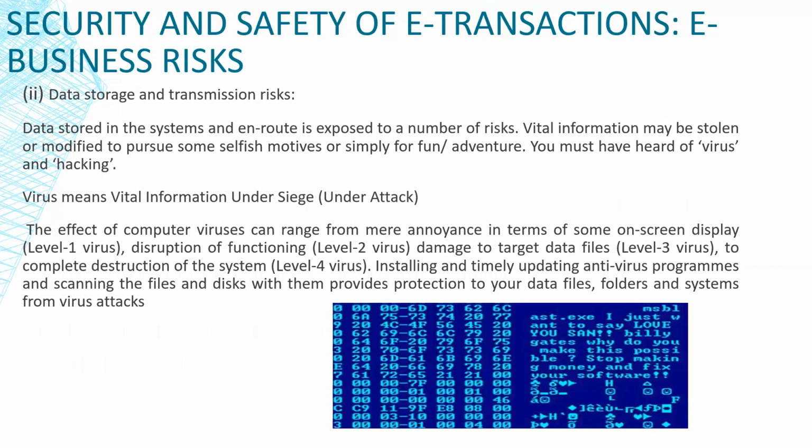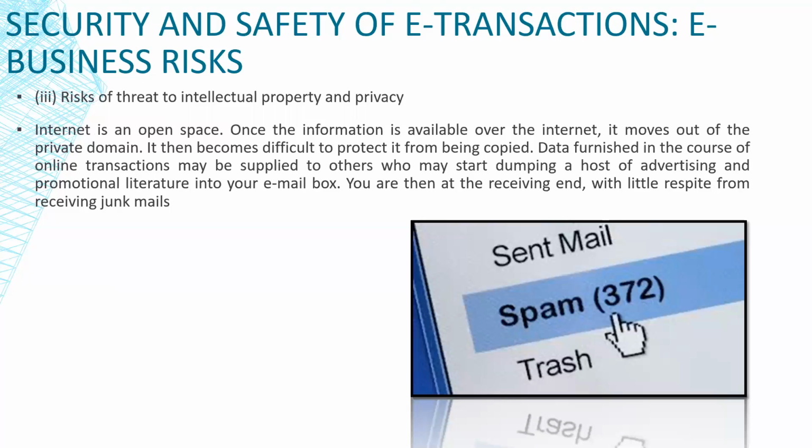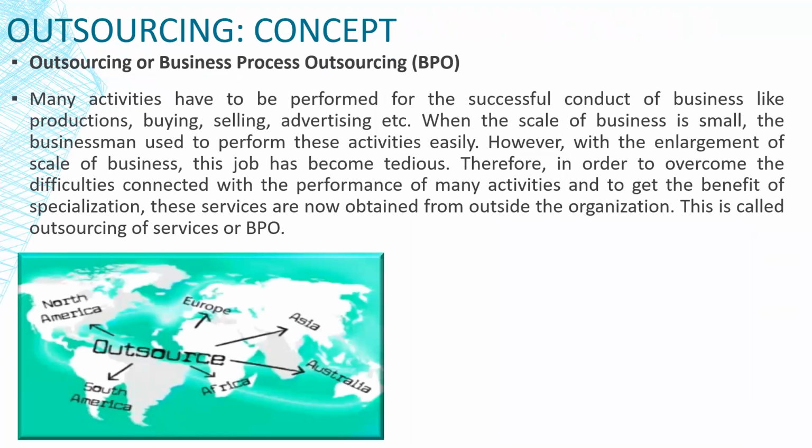Now we are coming to data storage and transmission risk. Data storage in systems and Android is exposed to a number of risks. Vital information may be stolen or modified by virus or hacking. You are very well aware of these two words. There are things which can protect your data files, folders and system. Then the risk of threat to intellectual property and privacy. The internet is an open space. Once information is available over the internet, it moves out of the private domain, and it becomes very difficult to protect it from being copied. Many people start dumping their advertisements and promotional literature into your e-box. Your e-box is full of spam mails.